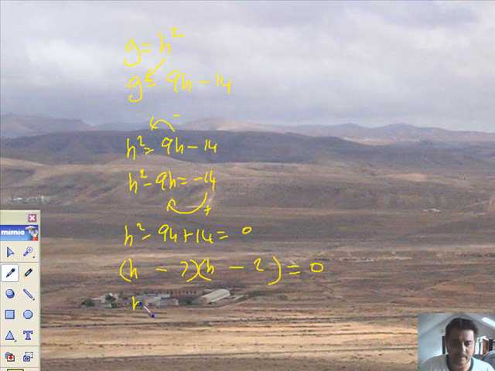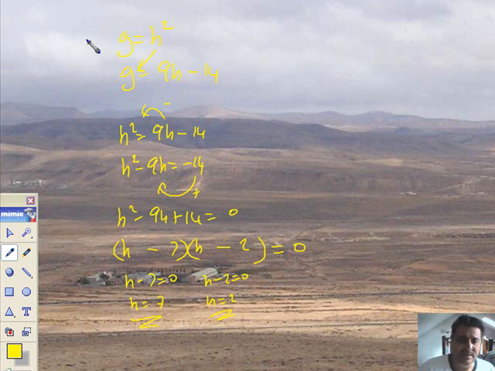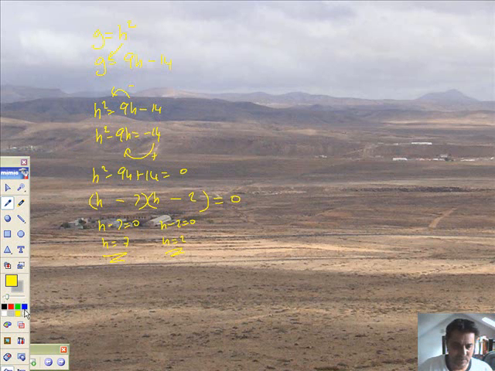Now, solve. I've got h minus 7 is 0. Therefore, h is 7. One solution. I've got h minus 2 is 0. So h is 2. Second solution. Now we comfortably substitute each of these into the g equals h squared equation. You can put it into the g equals 9h minus 14, but why would you want to do that? This is a lot easier. So let's just take one at a time.